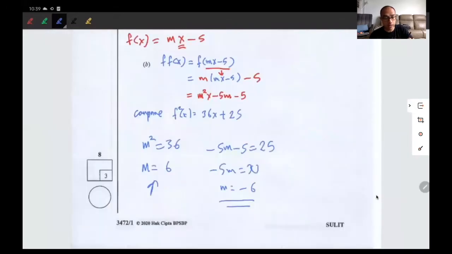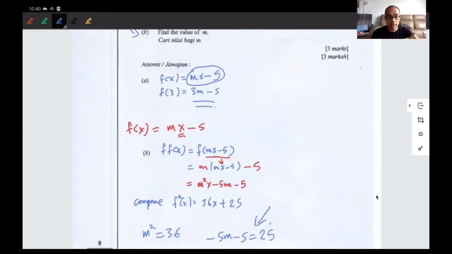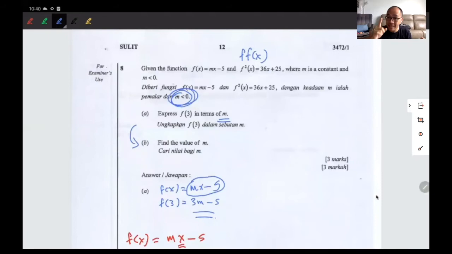Ini reject. Actually, m squared equals 36, kan? When you square root, you get 6 and minus 6 lah. So this one is accept. Saya gunakan cara ini on the right side over here. I use this method just to verify bahawa nilai m adalah sama dengan negative 6. Because if you do m squared equals 36, you get two values. So you must specifically mention that m equals 6, saya reject. M equals negative 6, saya accept. Why? Because the question is already given, m is less than 0.